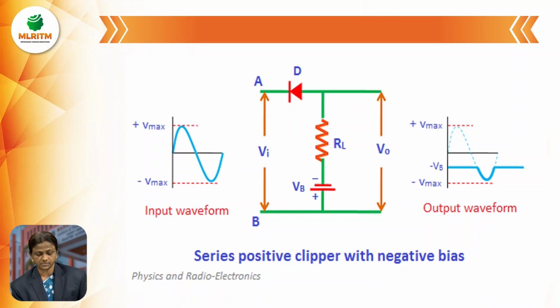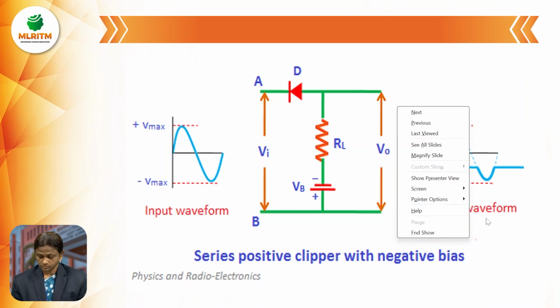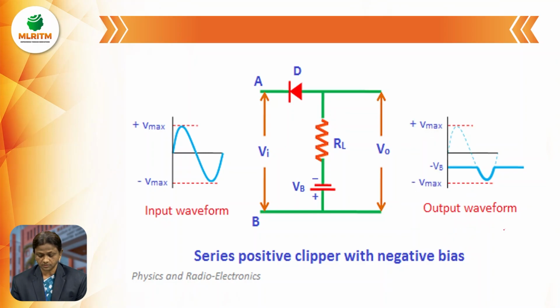Here the input signal is an AC signal. VI is the input voltage, V0 is the output voltage. During the positive half cycle, terminal A becomes positive. When terminal A becomes positive, the positive terminal is connected to the cathode of diode D. So, due to VI, diode D is in reverse bias.